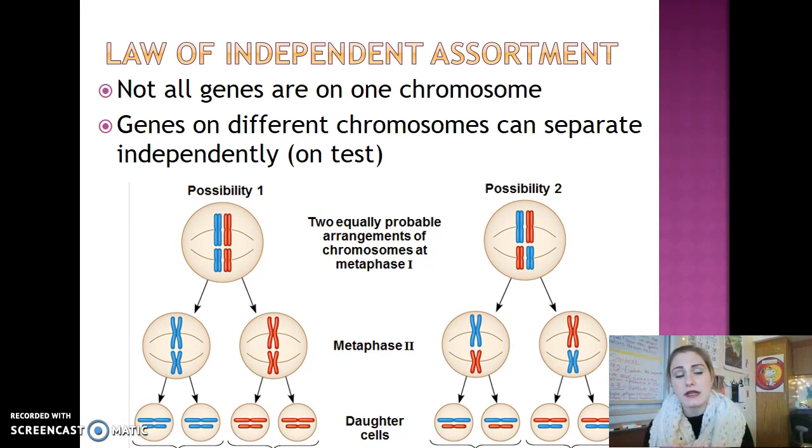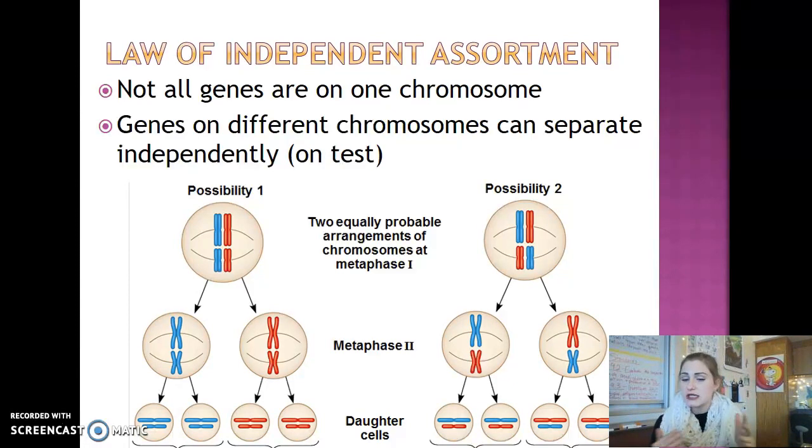So the law of independent assortment. This means that not all of our genes are on one chromosome. So for blood typing, I have a gene for A, B, or O blood type on one chromosome, and I have the Rh gene, which means that you're either positive or negative, on another chromosome. These two things are inherited separately from each other. So I could get my A blood from my mom, but my positive from my father. Or the other way around. I could get the positive from my mother or the A blood from my father.